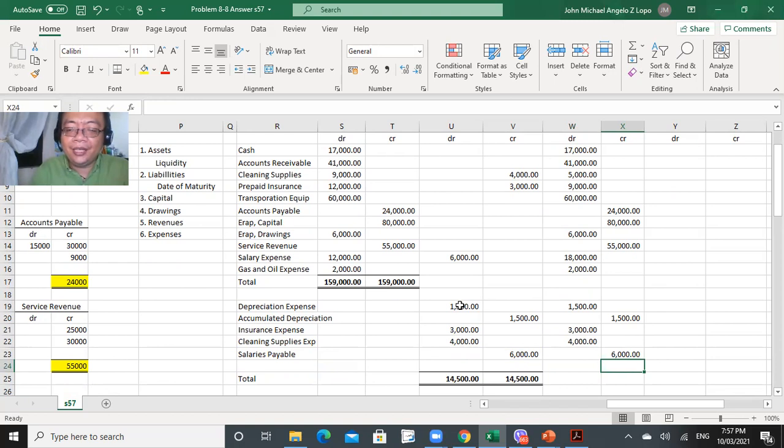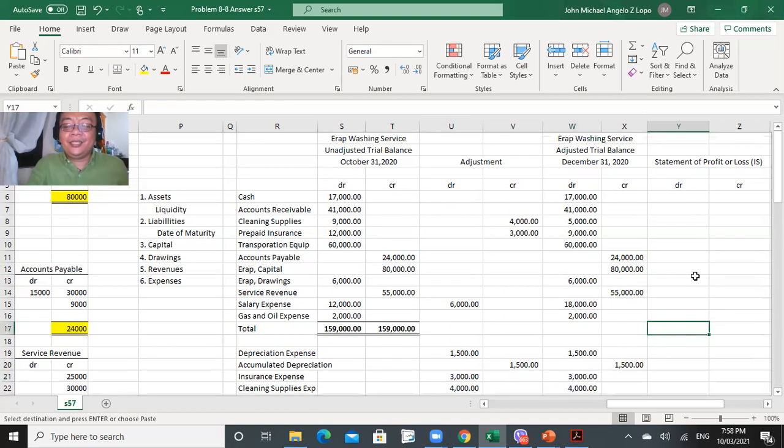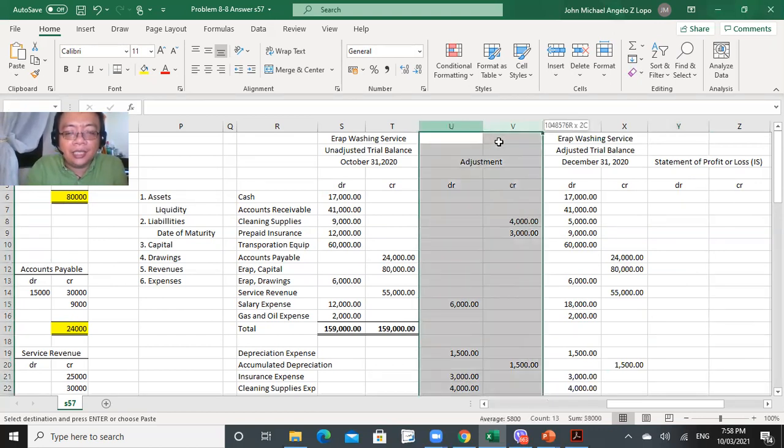Clear? All right. After that, again, you sum up, hopefully balanced. So 166,500. All right, balanced. So far clear. Very easy, no? Medyo mahirap lang is the adjustment.